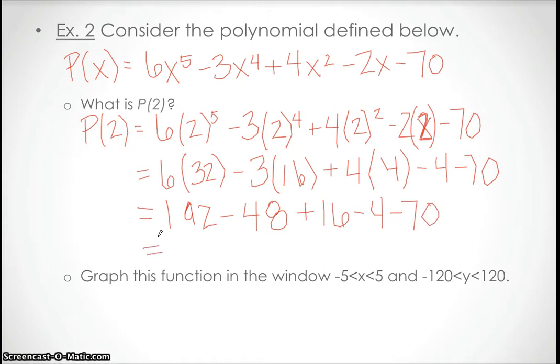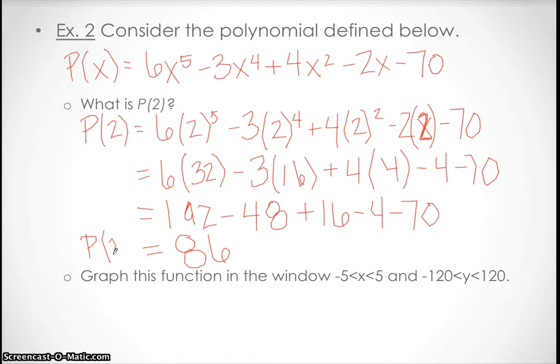So equals 192 minus 48 plus 16. So 144 that is right here, plus 16 is 160, minus the 4 would be 156, minus 70 would be 86 for our final answer here. So 86 is p of 2. This whole way, this just was p of 2.